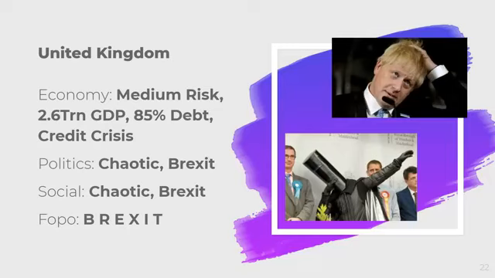Believe it or not, the economy is at a medium risk right now. However, depending on how Brexit goes, whether it's a no deal or a negotiated friendly Brexit, this could change drastically. They have a 2.6 trillion GDP. However, what puts them at a bit of risk is that they're having a credit crisis right now in terms of monetary policy, and 85% of their debt makes up all their revenues. So we really need to be aware that the United Kingdom could tip at any moment, but right now it seems relatively stable.